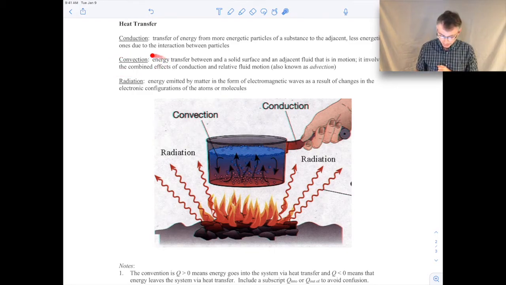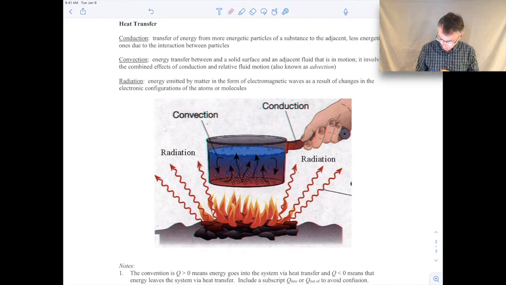Convection is energy transfer between a solid surface and an adjacent fluid, like a liquid or a gas. Remember, a liquid or a gas, they're both considered fluids. So it's energy transfer from a surface to an adjacent fluid that's in motion. And it involves the combined effects of conduction and what's known as advection. So conduction, again, you're getting the molecules in the solid surface bumping into the molecules of the fluid, so there's some energy transfer there. But advection is the movement of the fluid. It's just carrying those molecules away and replacing them with new, colder molecules adjacent to the solid surface.